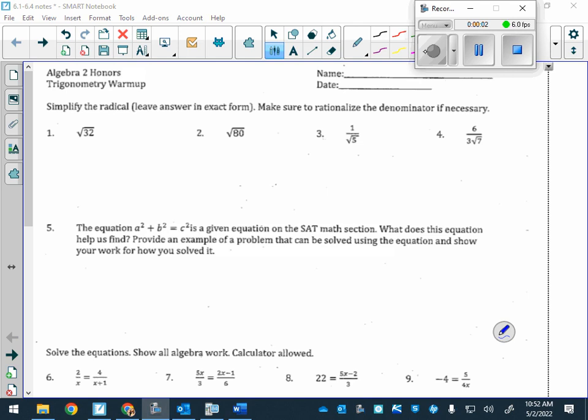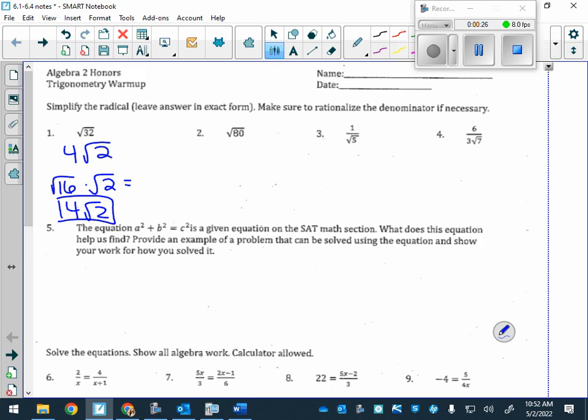and worked with. Number 1, what do I have? The square root of 32 would be, John? 4 root 2. Good. We are always looking for a perfect square if we can. Simplify the square root of 16 is 4 root 2. Excellent.